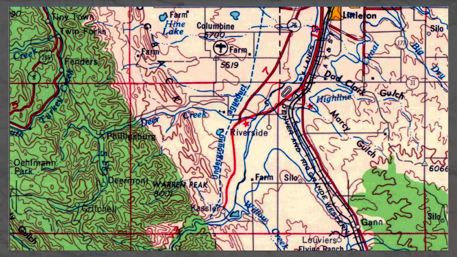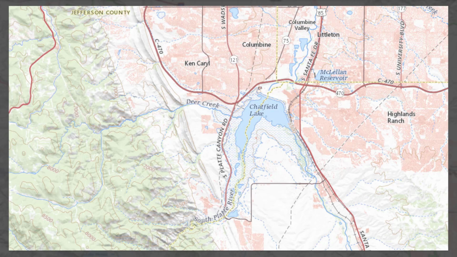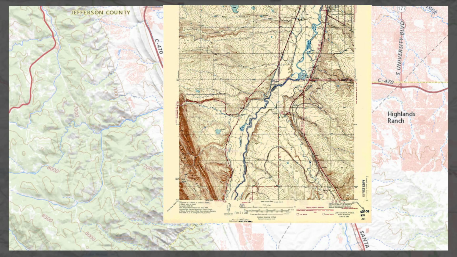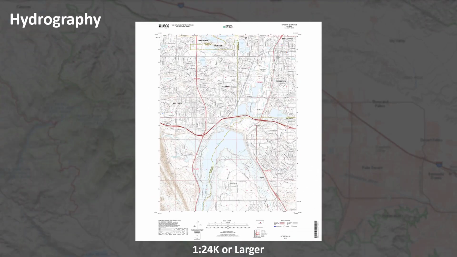Many of these features are seen on USGS topographic maps, and much of the original NHD can trace its origins to topographic maps. Now NHD is continuously updated at 1 to 24,000 or larger scale.